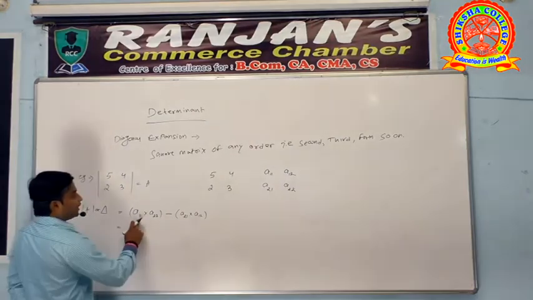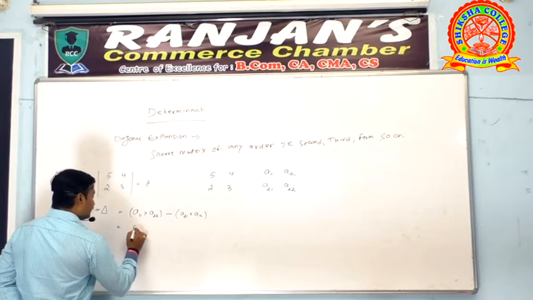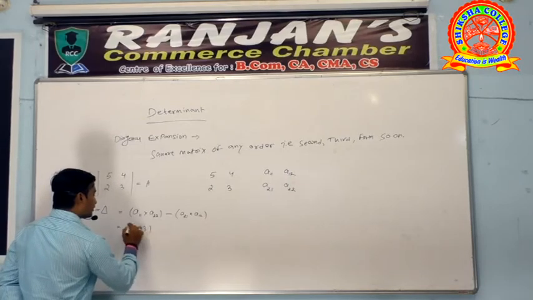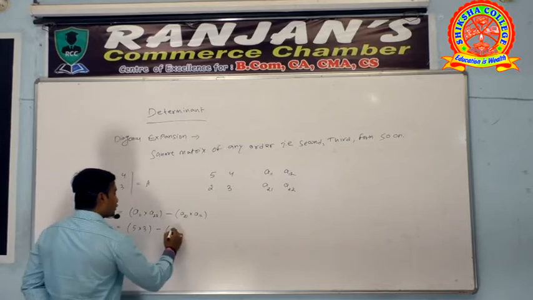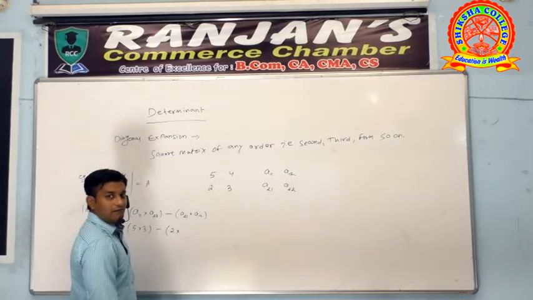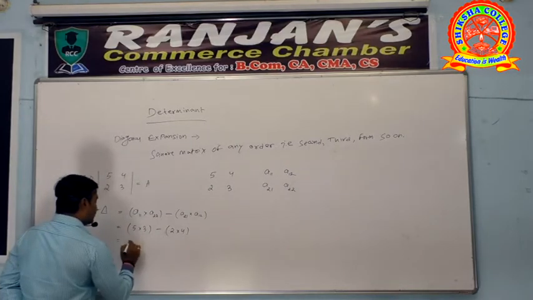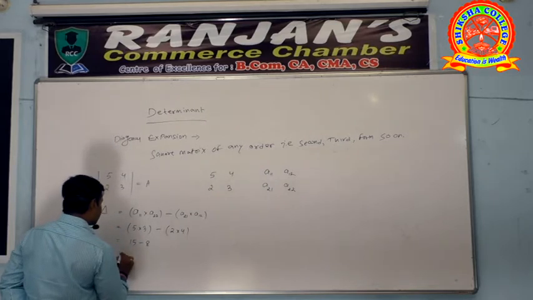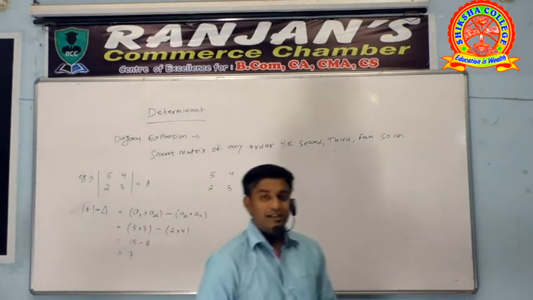In the place of A11, what is the coefficient of A11? That is 5, multiplied by the coefficient of A22, which is 3. Clear? Minus, what is the coefficient of A21? That is 2, multiplied by the coefficient of A12, that is 4. So now we have 5 times 3 is 15, minus 2 times 4 is 8. That is 7. That is the value of the determinant.